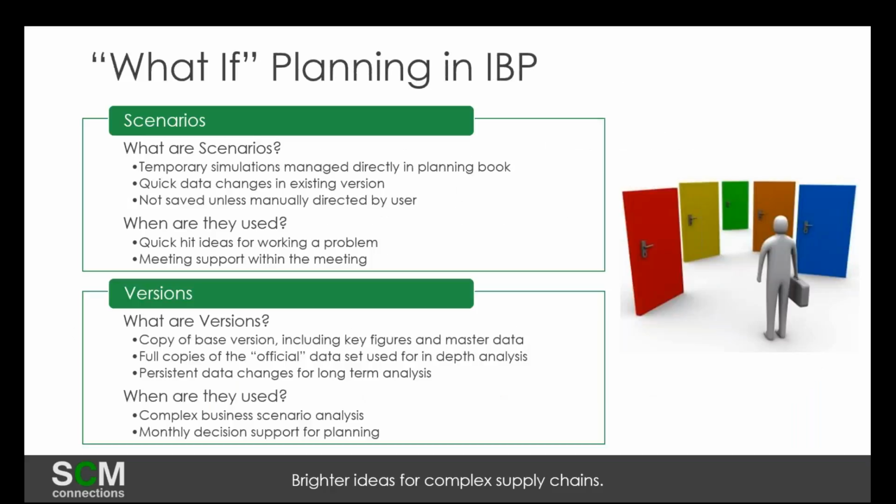So now we get into a few terms that we'll need to know for the live demo. The big one is this idea of a scenario versus a version when you're doing what-if planning in IBP. So a scenario, this is the off-the-cuff, what if our plant goes down? What if our demand surges because of a disaster and this product is the only one left in the market? What if our raw materials get cut off for a month?